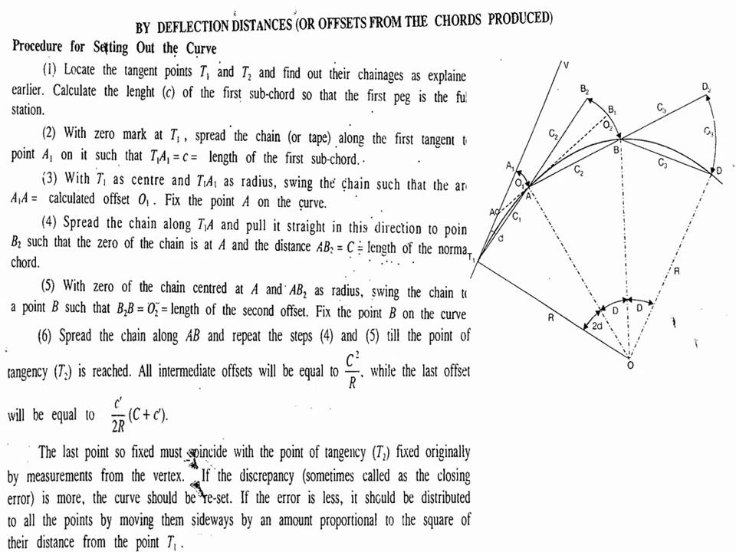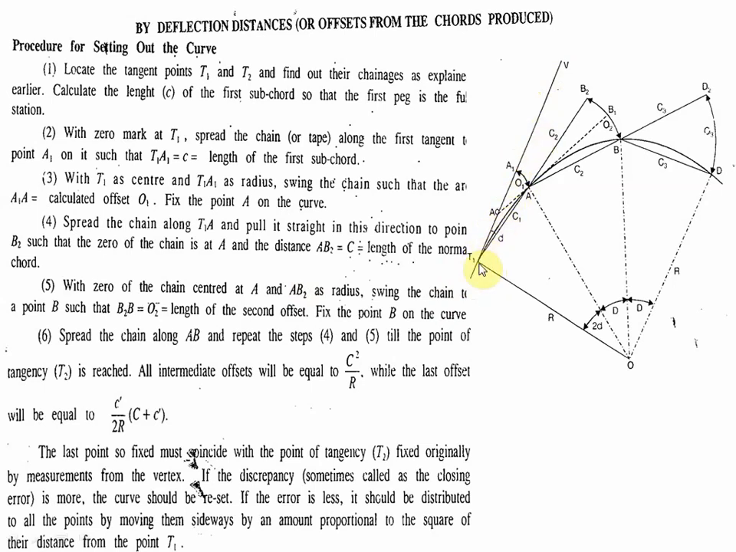So first, with the 0 mark at T1, spread the chain or tape along the first tangent to point A1 on it such that T1A1 equals C1, that is, the length of the first subchord. So first what you have to do on the field is mark out this T1 rear tangent. After this, spread the chain, keeping the end point of the chain or tape on the point T1, along this tangent.